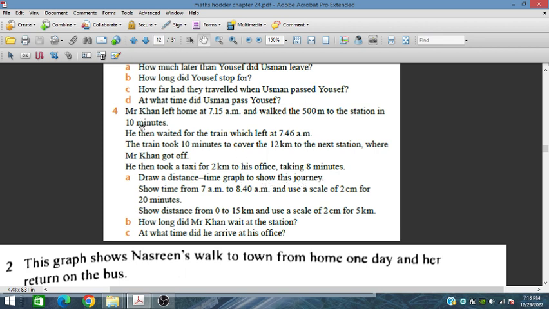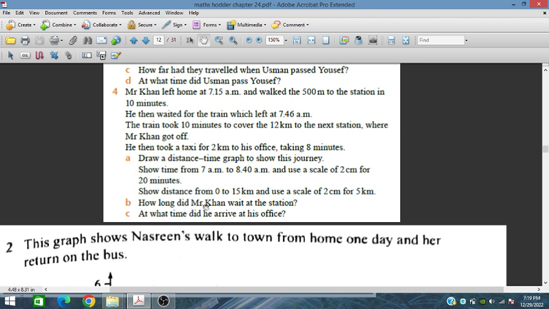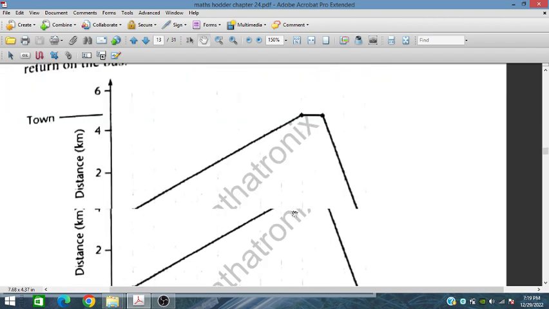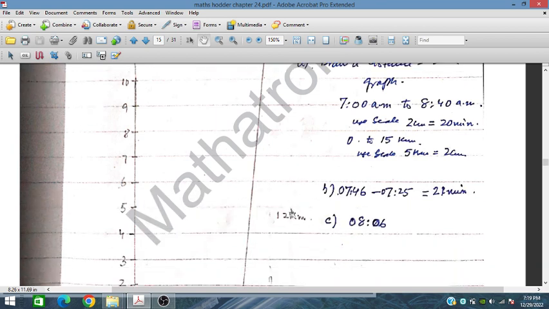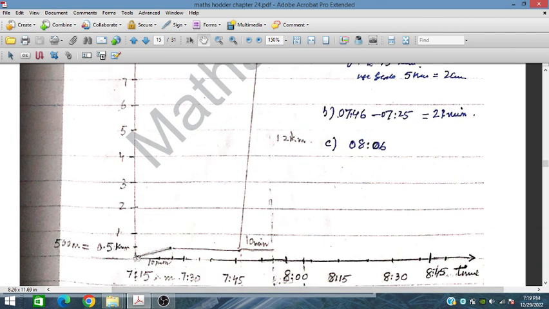We have to show all these details in a distance-time graph. Show time from 7 a.m. to 8:40 a.m. and use a scale of 2 centimeters for 20 minutes, and show distance from 0 to 15 kilometers using a scale of 2 centimeters for 5 kilometers. And how long did Mr. Khan wait at the station, and at what time did he arrive at his office? We have to show all these details here.